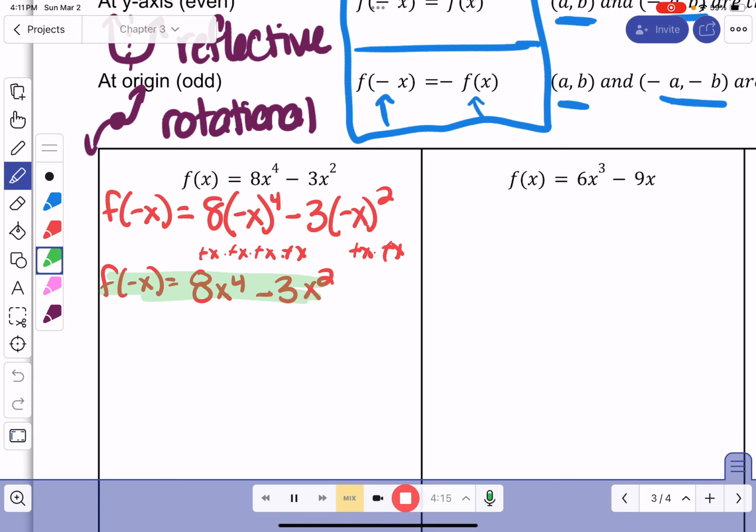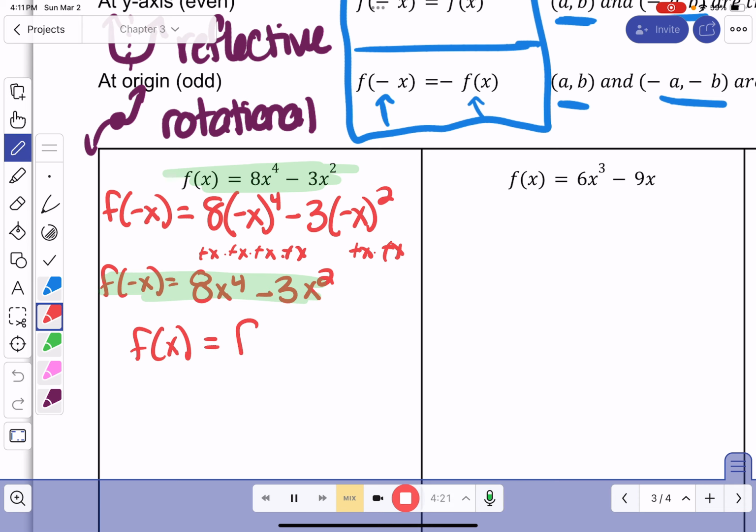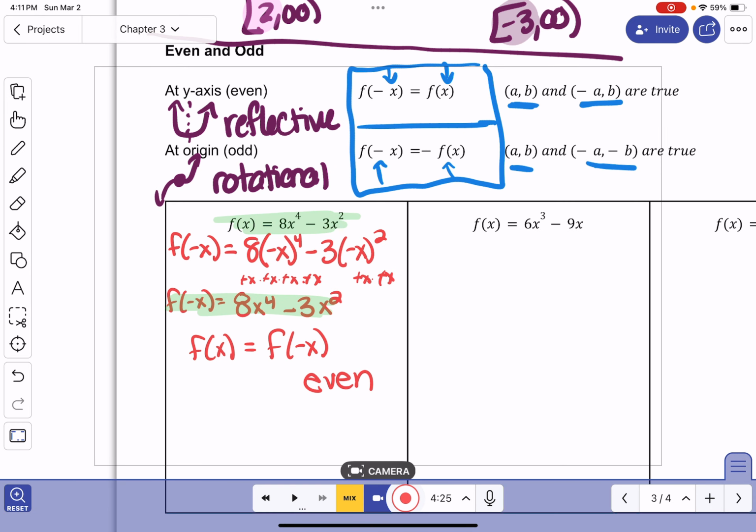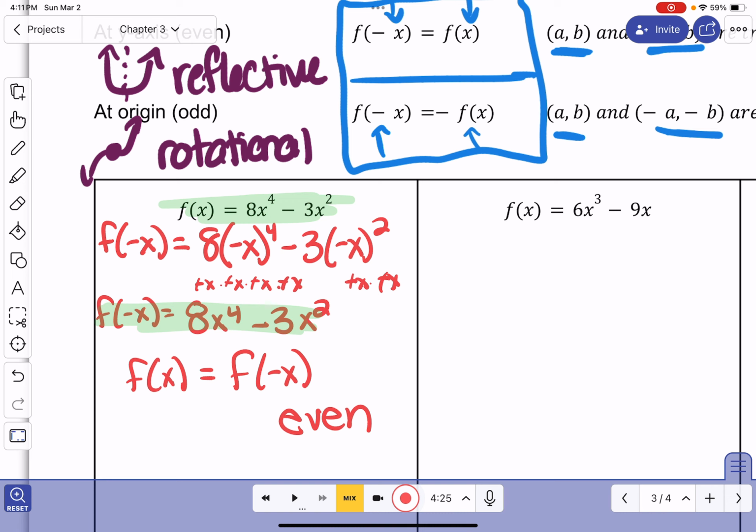Now if you compare f of -x to f of x, they're the same. So when f of x equals f of -x, that is even. That means if I were to graph that equation, it would be symmetrical at the y-axis. I could fold it in half.